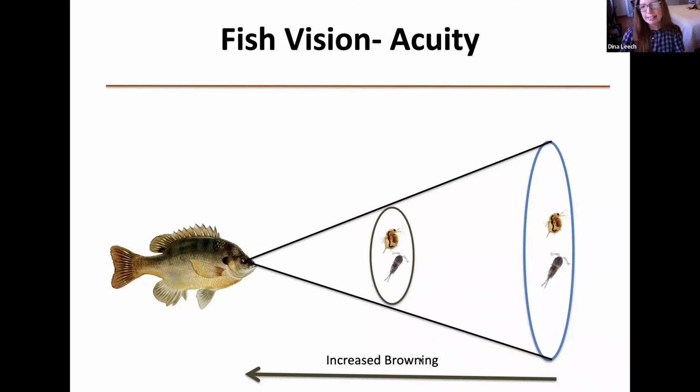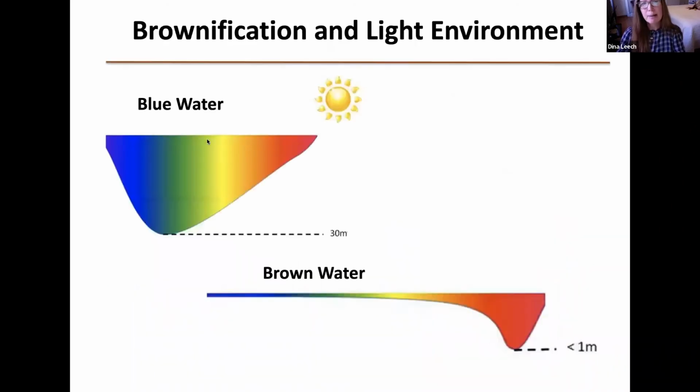And so the thought is that as you increase the brown color of the water, you're going to decrease the distance at which a fish can see its prey. So it won't be able to see as well, and it may have to spend more energy looking for its prey to find them. In addition to reductions in overall light, remember that as we add different stuff to the water, it's going to change not only the quantity of light or how much light is there, but the quality of it. What wavelengths of light are present?